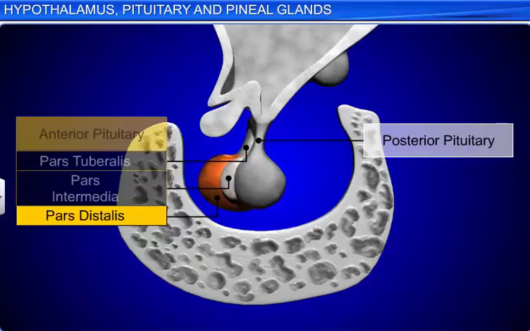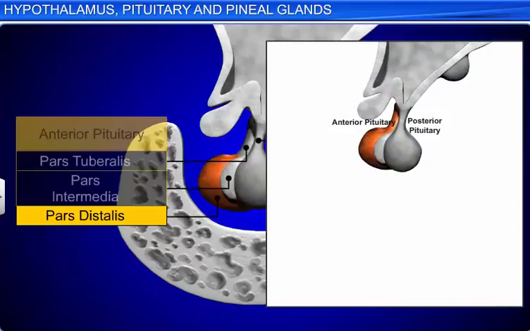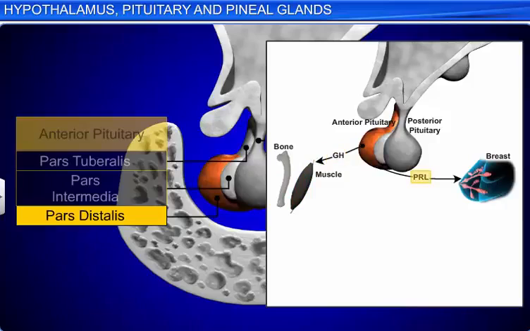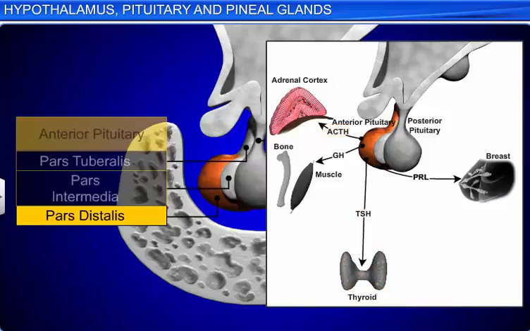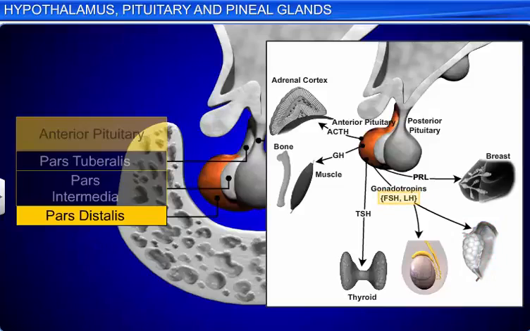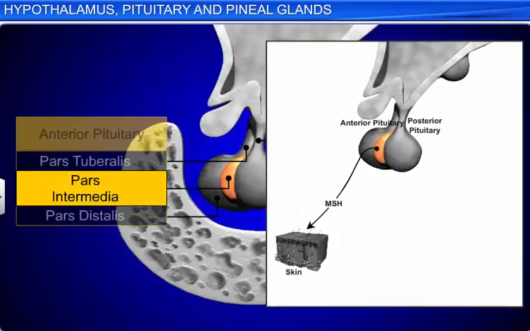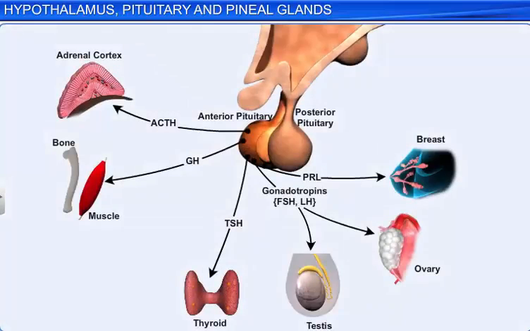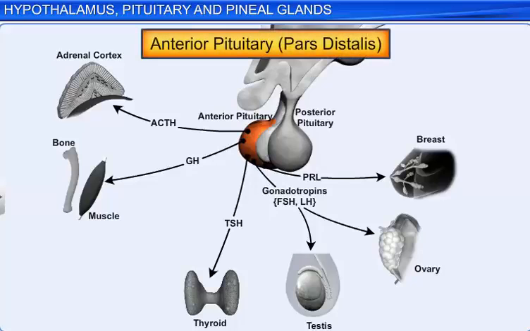While the pars distalis produces several important hormones such as the growth hormone or GH, prolactin or PRL, thyroid stimulating hormone or TSH, adrenocorticotropic hormone or ACTH, luteinizing hormone or LH, and follicle stimulating hormone or FSH, the pars intermedia secretes only one hormone called melanocyte stimulating hormone or MSH. Let's learn about the various hormones secreted by the pars distalis of the anterior pituitary.